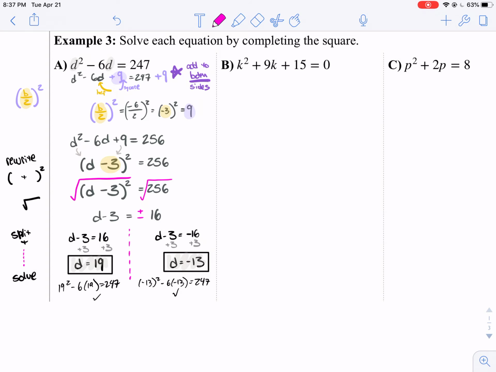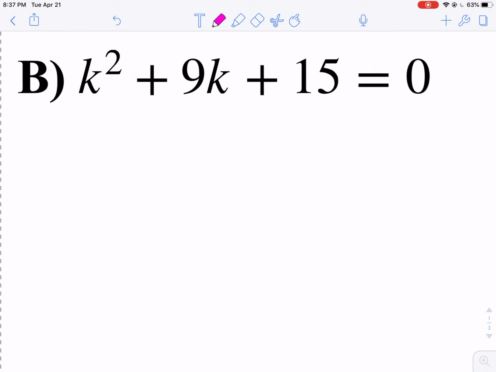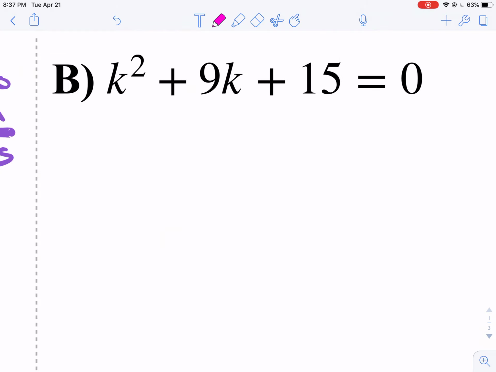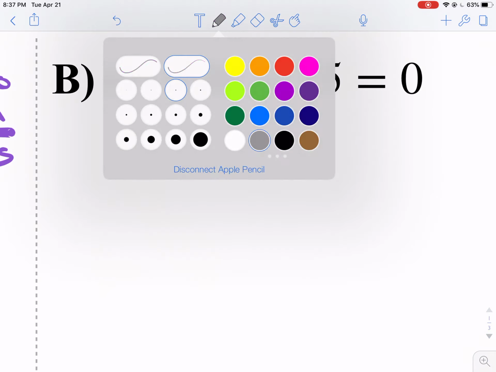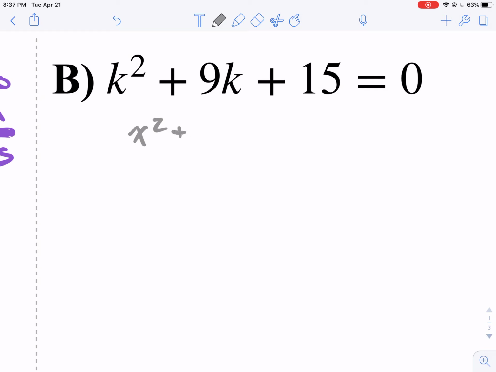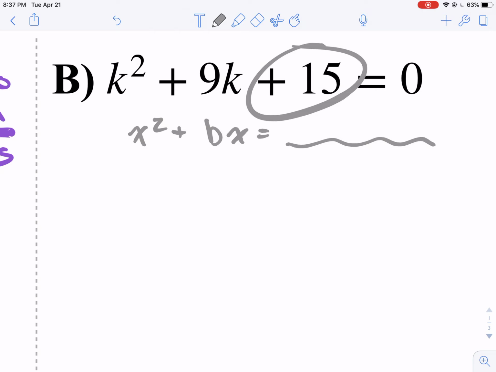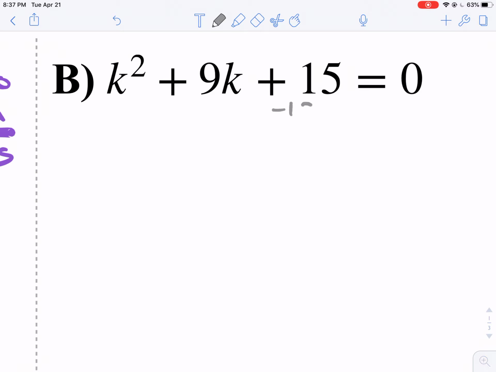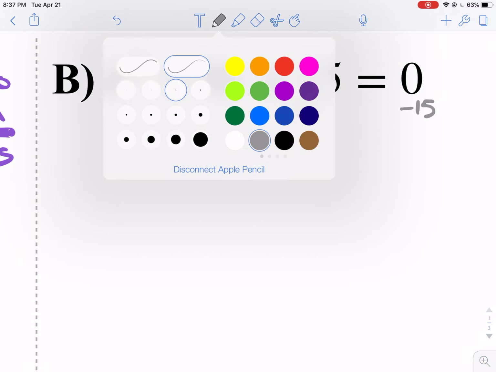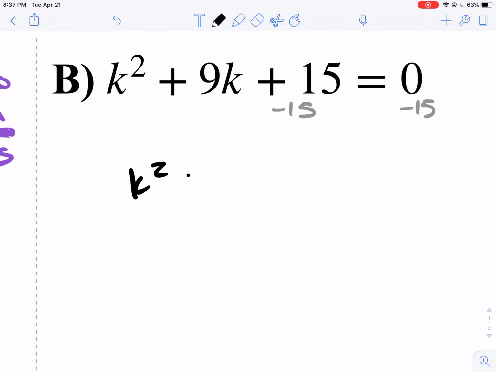Ready? Here we go. All right, for b, we have k squared plus 9k plus 15 equals 0. Now, guys, this does not follow our pattern. We wanted something that looked like x squared plus bx equals something else. But that's okay. We can take this 15 and move it to the other side by subtracting 15. So now we have k squared plus 9k equals negative 15. And that's a lot better. That's what we're going for.